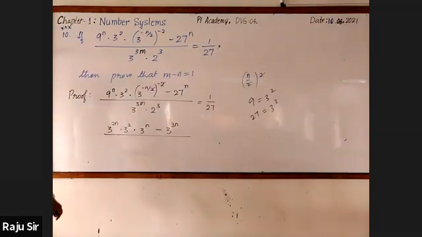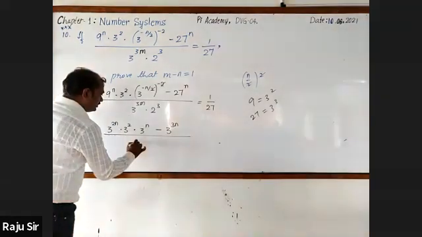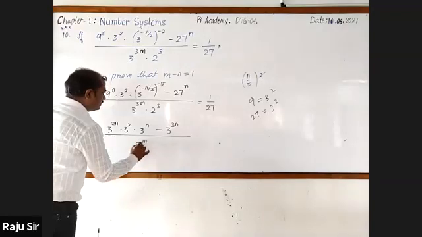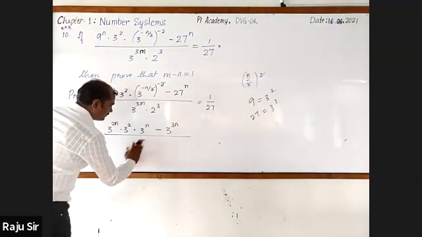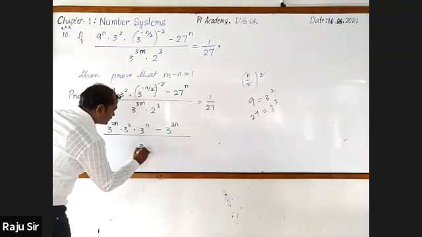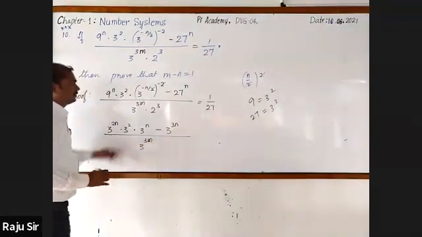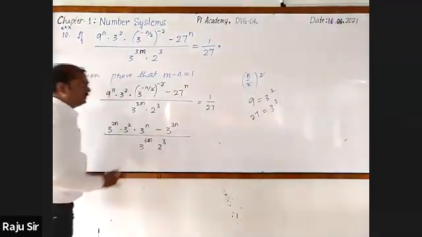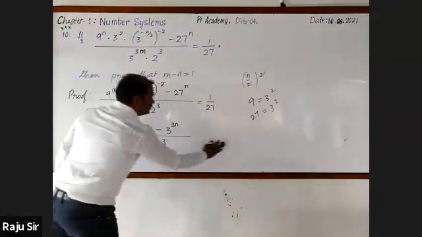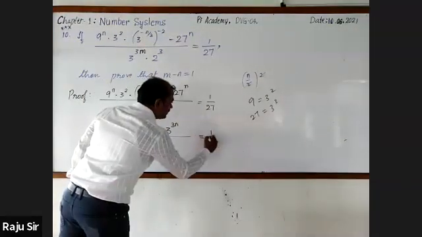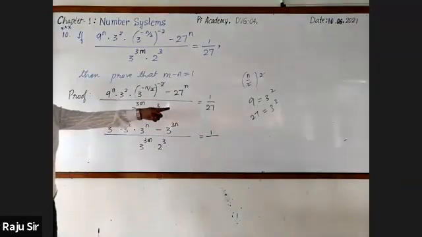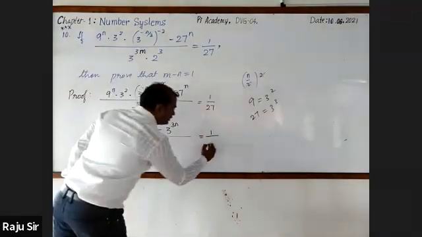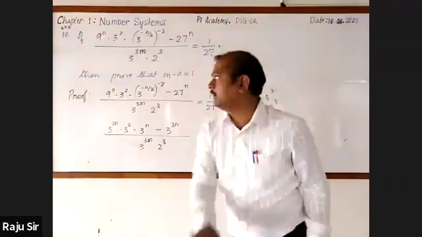divided by 3 raised to the power 3m, 3 raised to the power 3m into 2 raised to the power 3. Now, this is equal to 1 by 27. 27 can be written as 3 cube, or 3 raised to the power 3.